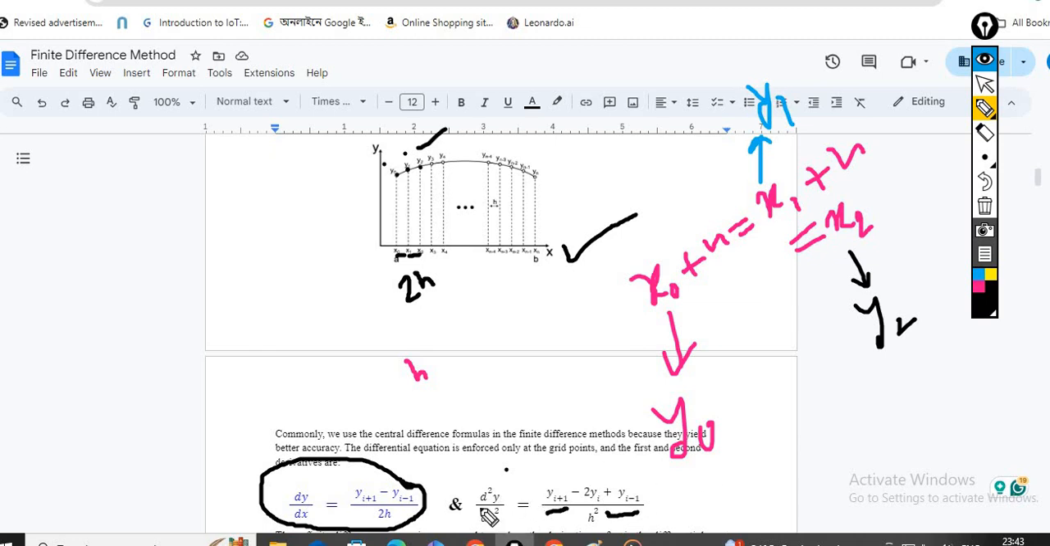So actually we are finding the second order derivative from the first order derivative of these two sections, i and i plus 1, and i and i minus 1. So when you find the difference, you will get the second order derivative.